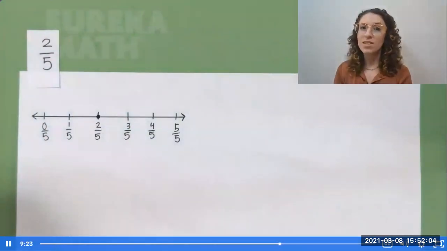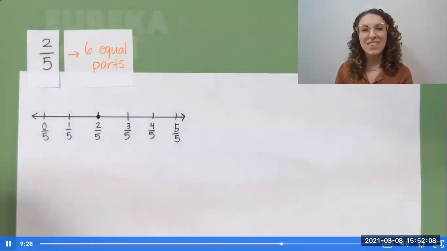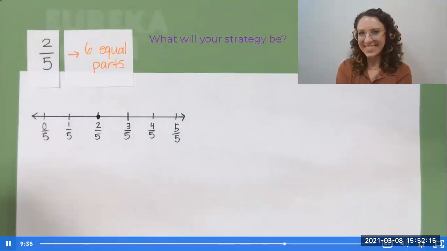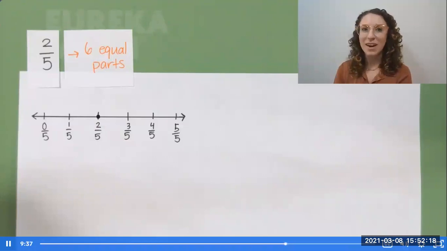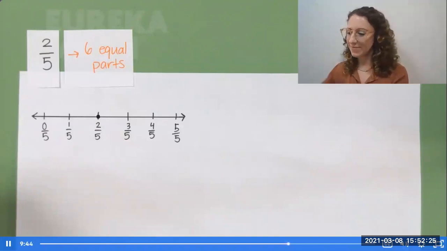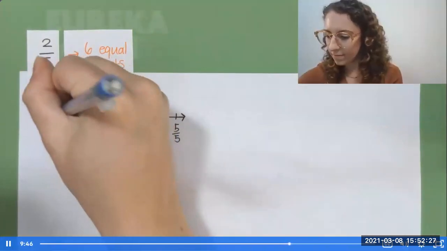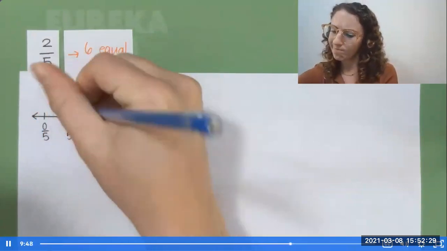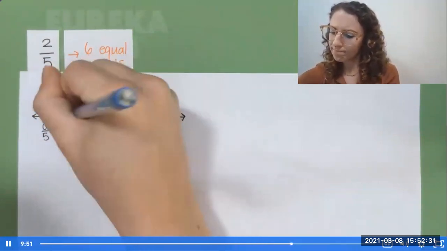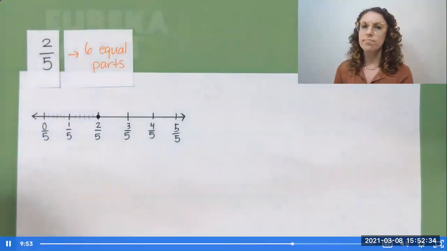We're going to decompose 2/5 into 6 equal parts. First, think and maybe tell me out loud, what will your strategy be? Watch mine first. I will make each fifth into 6 equal parts. That looks like a lot.